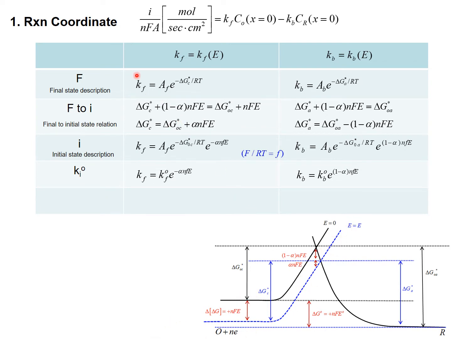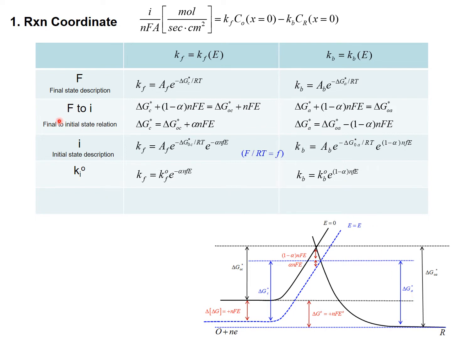The forward reaction rate constant can be described by the Arrhenius equation. It means a pre-exponential term for the forward reaction times the exponential function of minus activation energy, this one, per RT. In the same way, the backward rate constant can be described by the Arrhenius equation. Of course, in this case, you should use another activation energy for the backward reaction at the final state after you have applied the potential to the system.